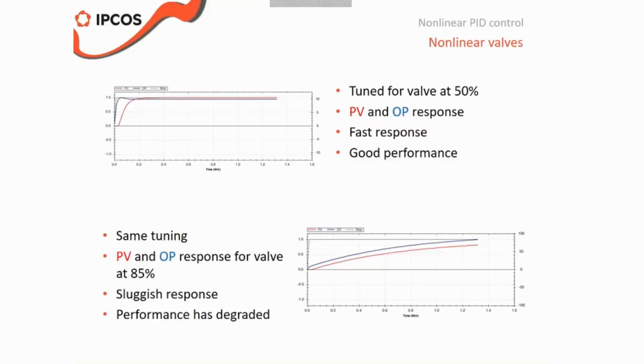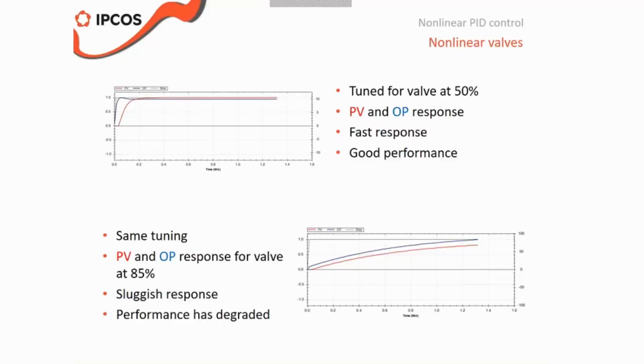And so let's assume the valve is now at 85%. We do the same experiment. We do a step response again, same tuning as before, but what you see now is that the performance of the PID loop is a lot more sluggish. What's the reason for this?